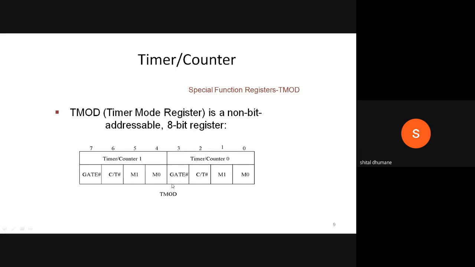One more bit is there, that is the gate. If we explain these 4 bits, M0, M1, C slash T bar and gate, for timer 0, they have the same bits for your timer 1. The bits are the same, only you have to say that it is for timer 0 or timer 1. Now the next one is the gate bit. Now listen, you have to start and stop the timer.